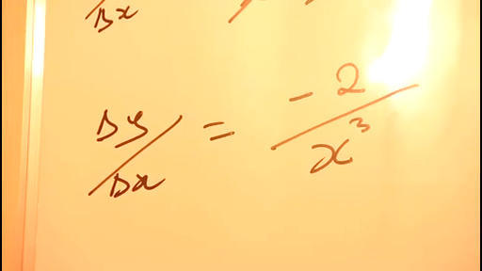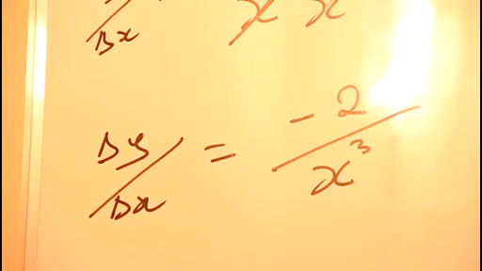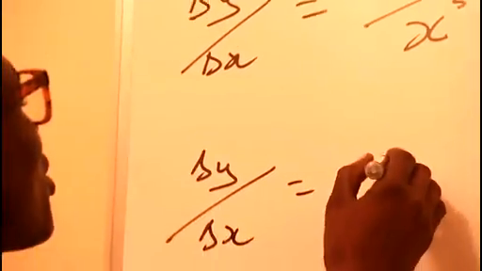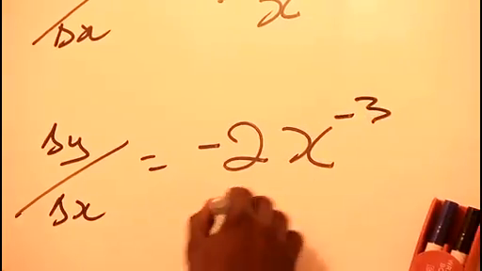Yes, but you can still write it in another format. We can write it as this: dy over dx is the same as minus 2x to the power of minus 3.